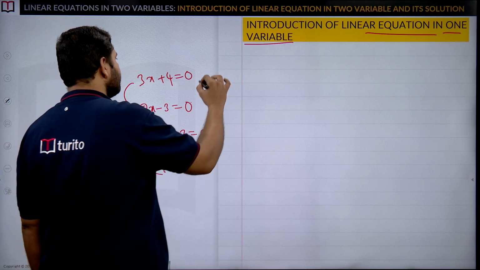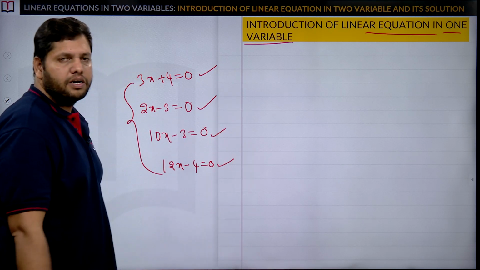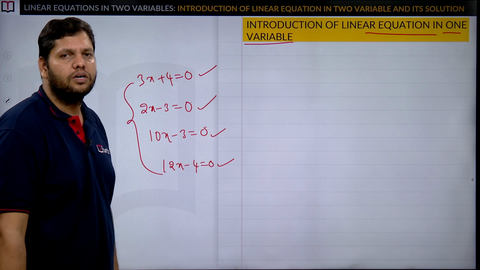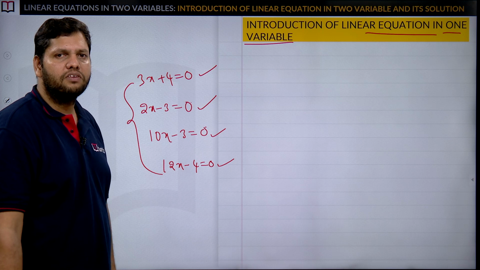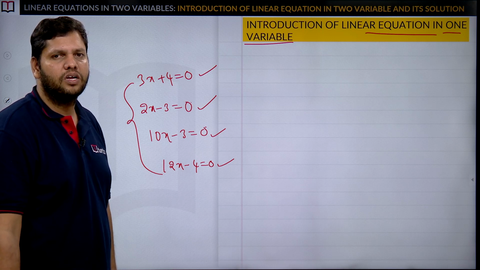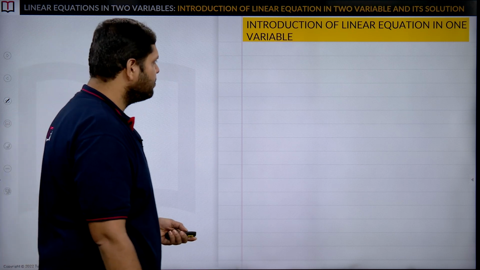So this is a linear equation in one variable, because it contains a single variable only. So those things we can call, children, a linear equation in one variable only. Okay. So this is an example of a linear equation. Children, let us see what the definition is.